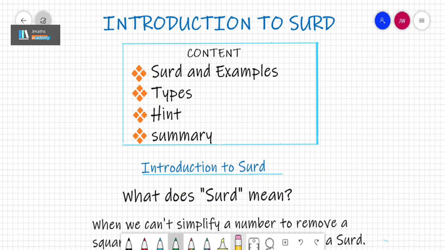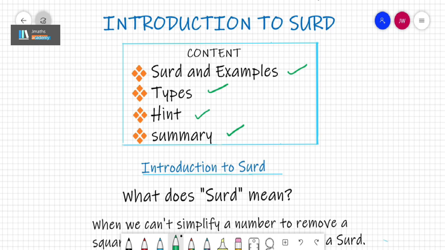In today's class, I'll be introducing you to surds. I'll give you examples. I'll state the types of surds we have. I'll give you a hint and finally a summary. Let's get started. Introduction to surd.